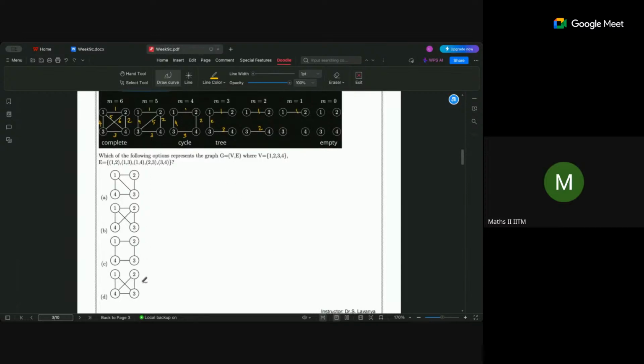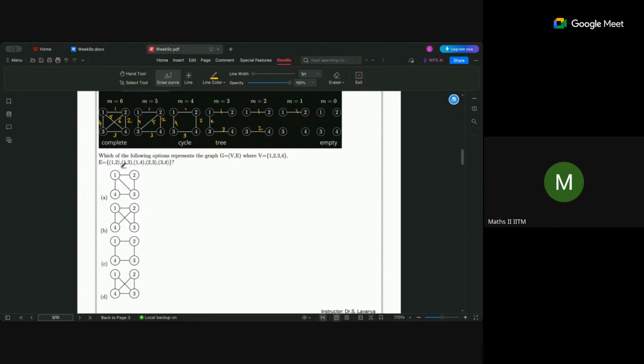Okay, so now look at this. Which of the following options represents the graph G, where V is 1, 2, 3, 4 and your edge set is given here? This is your edge set. So you should have a connection between 1 and 2, 1 and 3, 1 and 4, 2 and 3, 3 and 4.